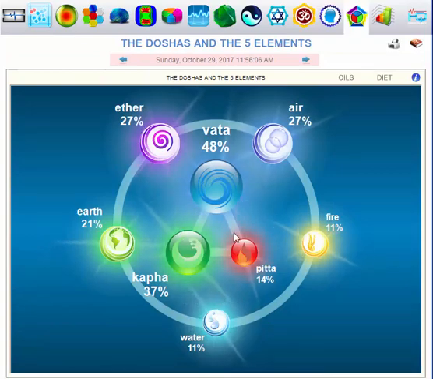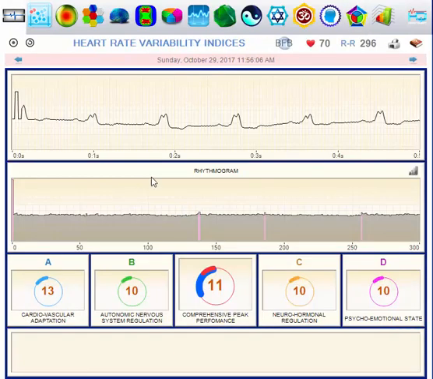On the three doshas, we see that the pitta doesn't have enough fire, so it's still showing up. So the adrenal support still needs to help balance the three doshas. This is a quick overview of the parameters, and this is very important, because sometimes people see different electrocardiogram signals, so you have to recognize them.